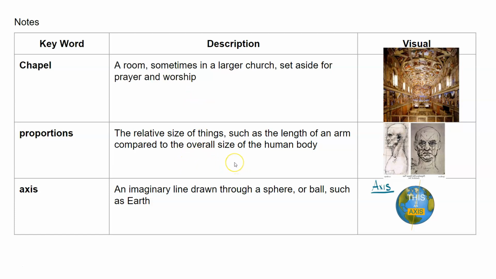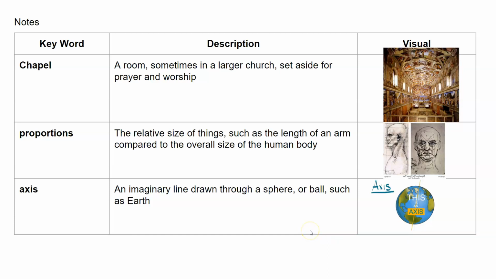We're not talking about proportions in math. This is different. We're talking about how one thing compares to another in size. So if you think about medieval art last week, they were not proportions. Some arms were super long while heads were super small. And these artists were like, that's not realistic. That doesn't work. So we need to figure out how to make it correct. And then axis is just the imaginary line that is drawn through a ball such as Earth, which I think you did in science class.